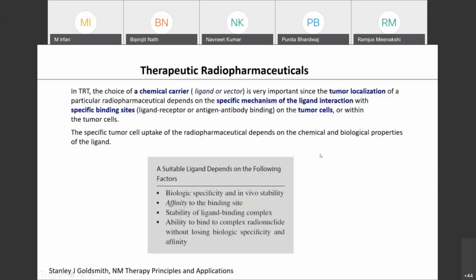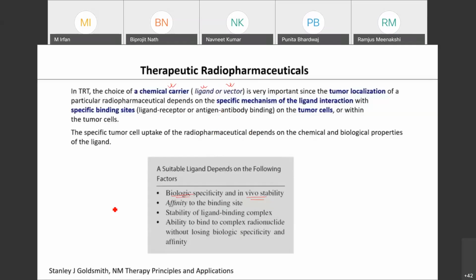How much uptake there will be, how much pharmaceutical will be taken up by the tumor, depends on the interaction between the ligand and the receptor. Fine. So the specific tumor cell uptake of a pharmaceutical depends on the chemical and biological properties of the ligand. For example, the first factor is that the chemical carrier, or the ligand or the vector, must be biologically specific and it must have in vivo stability. So we must understand what is biological specificity and what is in vivo stability.